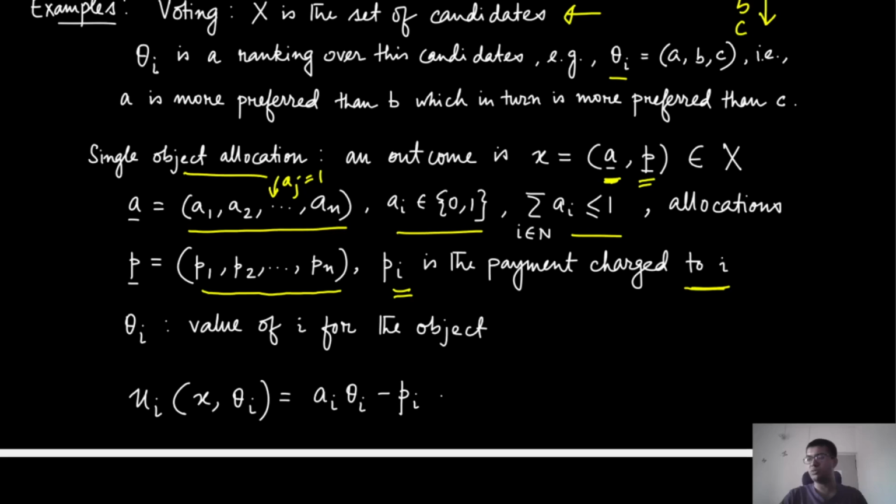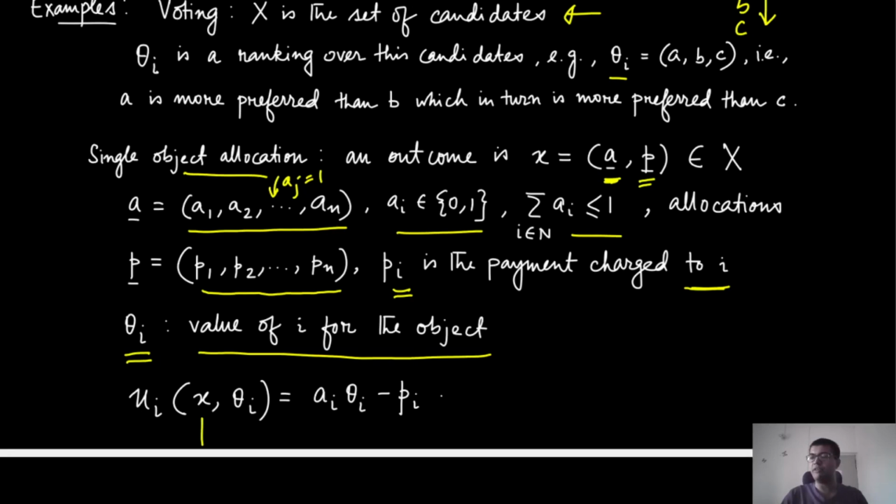Now this theta i, you can think of it as the private information for every agent. You can think of this as the value of agent i for that object. So if agent i gets this object, he has a satisfaction or happiness of theta i. Now it's quite intuitive to think about the utility of this player i in this case.